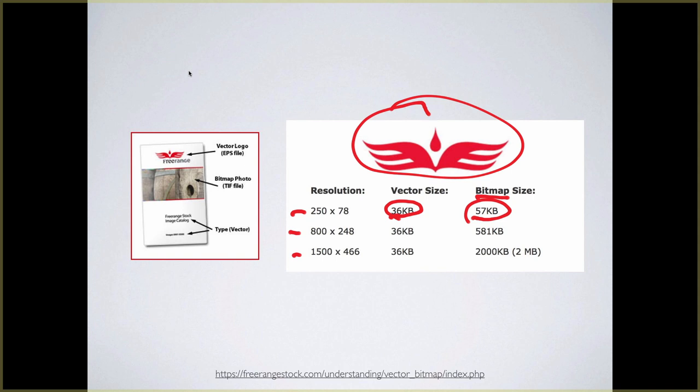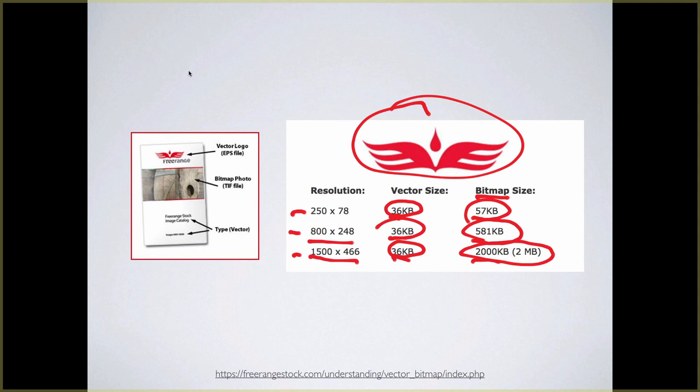We jump up in resolution, though. There's 800 by 248. The vector size stays exactly the same. Remember, it's mathematically defined. It doesn't change. The bitmap size is significantly higher because we're defining individual pixels. These pixels are red. These pixels are white. Blow it up even further. Same size for vector.